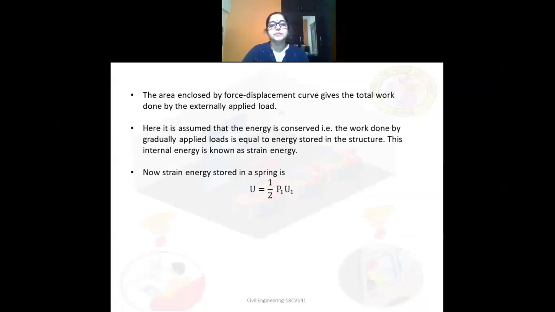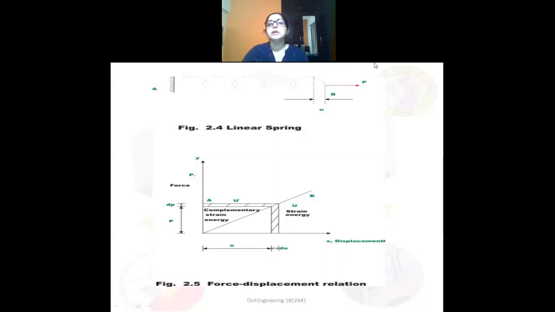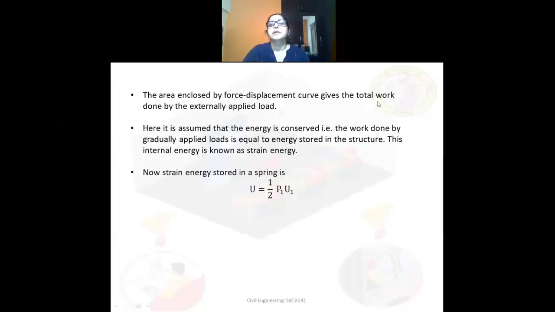So this is a force displacement relationship. The area enclosed by the force displacement curve gives the total work done by the externally applied load. You can see here, this is the enclosed area. So what does this enclosed area indicate? It gives the total work done by the externally applied load.